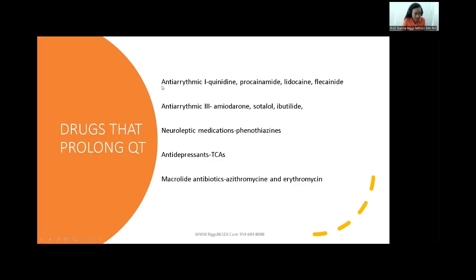And some of the antiarrhythmics we just talked about, like quinidine, procainamide, lidocaine, flecainide, they cause a prolonged QT. It is what it is. So we want to look out for that if we have to put a client on these drugs. Your class 3 antiarrhythmics, I've been talking about amiodarone, yes, it causes QT prolongation. Your neuroleptic drugs, your seizure drugs, your antipsychotics, your tricyclics, your macrolides, those antibiotics, they cause a prolonged QT.